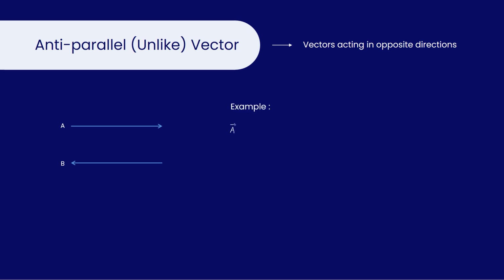For example, vector a bar equal to 5 i cap and b bar equal to minus 3 i cap. A points toward the right and b points toward the left. Hence, these vectors are antiparallel vectors.